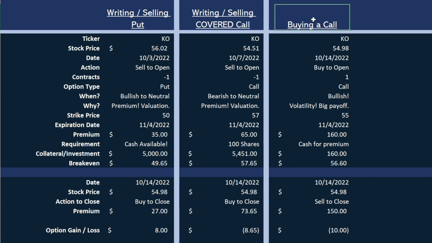Now, we're doing Coca-Cola across earnings, so everybody knows that there's going to be some volatility when earnings come out. They don't necessarily know if it's going to go up or down, but that's going to increase the premium that we have to pay for this option. So we've got to have that belief that we know the direction.